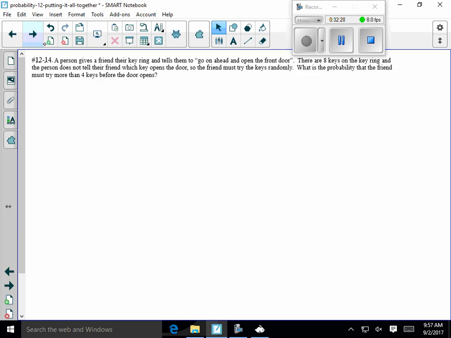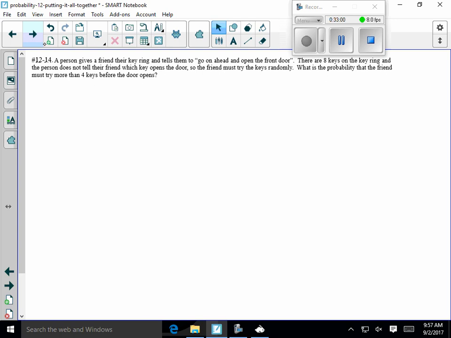Okay, let's look at another problem. If a person gives a friend their key ring and tells them to go on ahead and open the front door, there are 8 keys on the key ring, and the person does not tell their friend which key opens the door. So the friend must try keys randomly until they find the one that opens the door. What's the probability that the friend must try more than 4 keys before the door will open? And let's make the assumption that the keys look identical. So she would have to try every key, or he would have to try every key. Okay, give this a pause and give the problem a try.